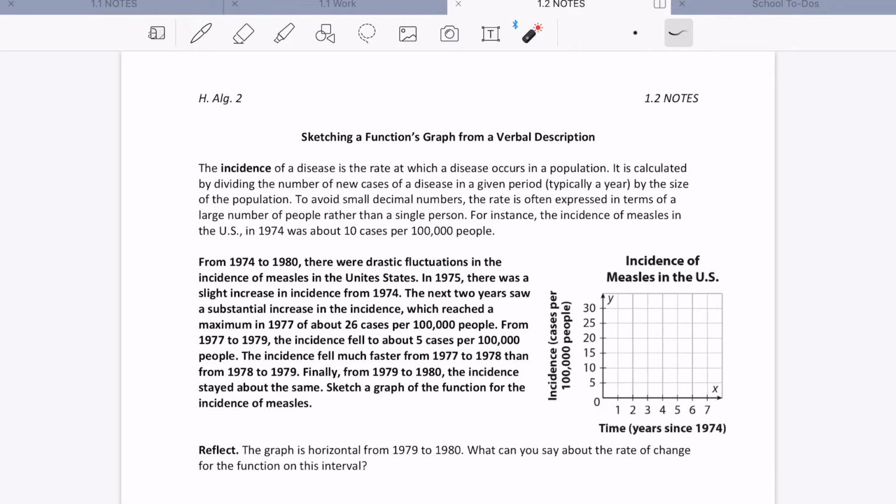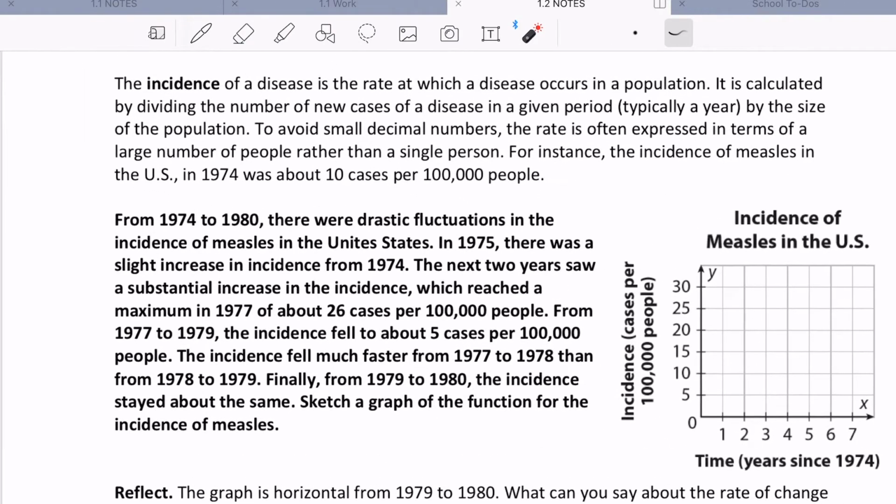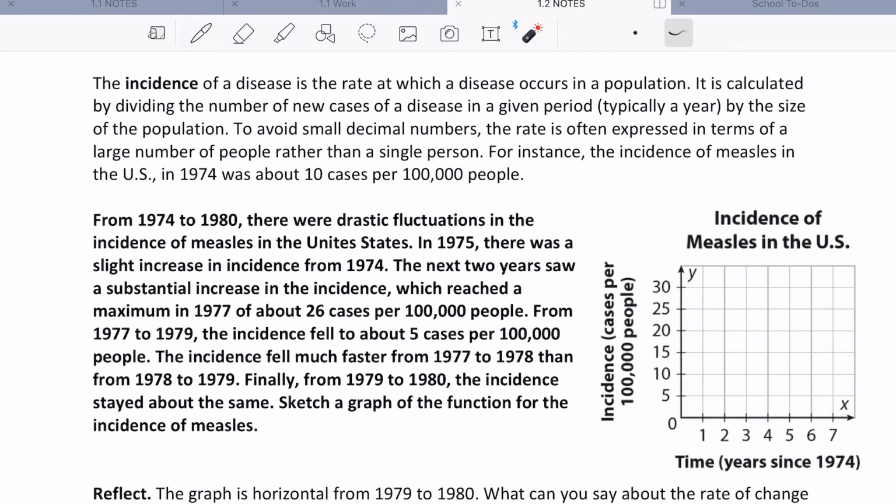Okay, now we are going to use that information and the following paragraph to sketch out a graph on the incidences of measles in the US according to time and cases in the population. So you kind of have to follow along and look at the information provided as to how to start, how your chart is going to look, whether you go up or down, right or left. You have to read the description and follow those descriptions. So first thing I'm going to point out is that we know in 1974 we had 10 cases per 100,000 people. That's our starting point, okay?